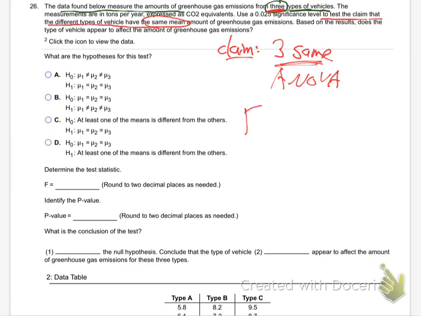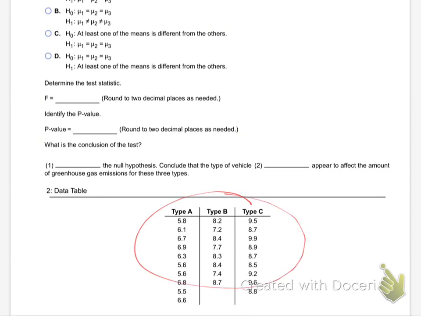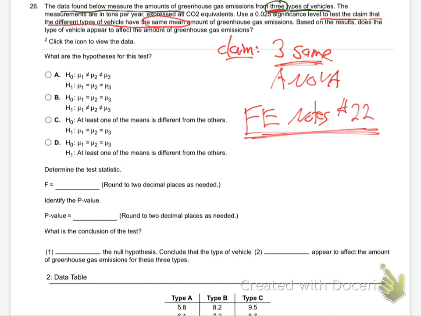Notes number 22, especially because you can see at the end of the thing, there's type A, type B, type C, 3 groups. So again, that clearly means final exam notes number 22.